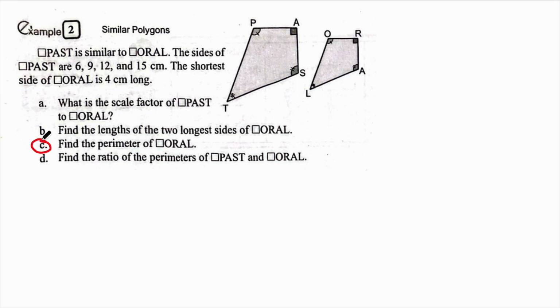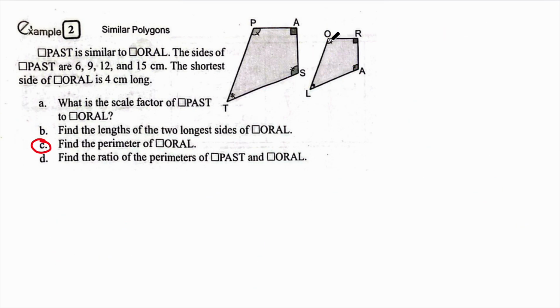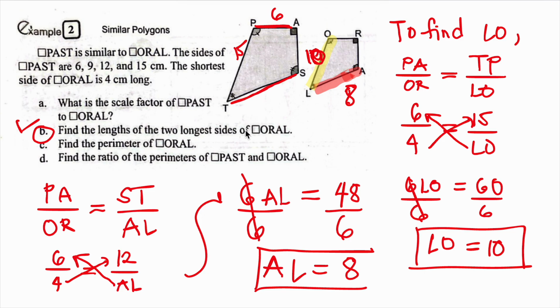In this problem, we need to find the perimeter of this particular given here. So how do we find the perimeter? Ang perimeter is just the sum of the sides of this polygon. So how can we find it? Let us find out here yung oral muna, no? Hanapin natin yung perimeter ng oral.